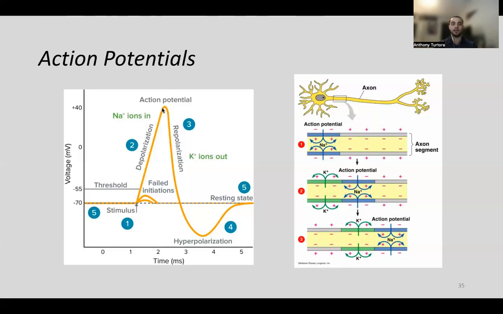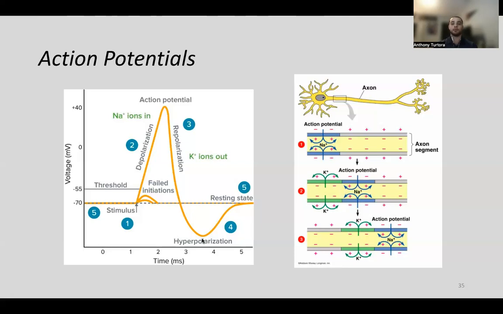what happens is that the sodium channels are inactive, and then the potassium channels open. So potassium ions then flow down their concentration gradient out of the neuron, and potassium channels are also slow to close. So that's why you see this hyperpolarization here. So the potential actually gets all the way down to about -90 millivolts.